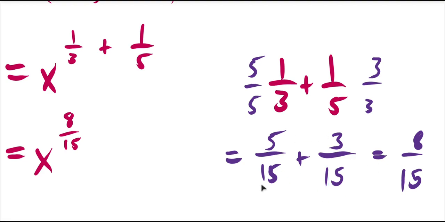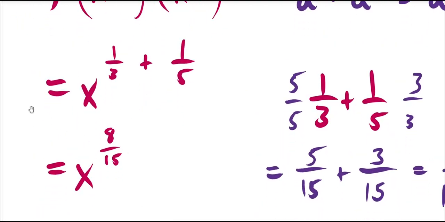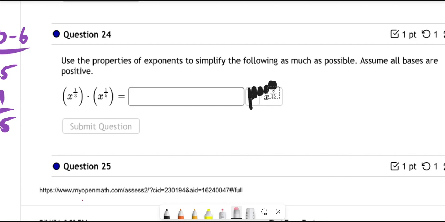And now, and only now that you've gotten it in terms of 15ths, can we just add the numerators to get 8/15. So the product of these two powers turns out to be x to the 8/15. Checking our answer, looks good.